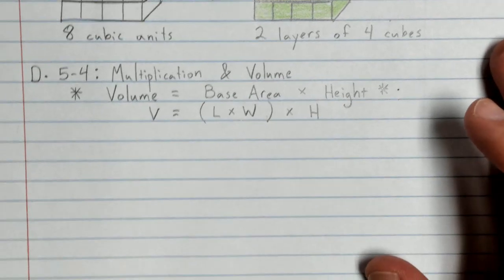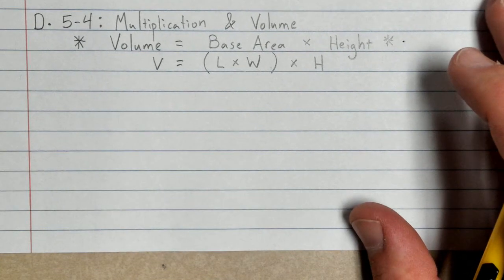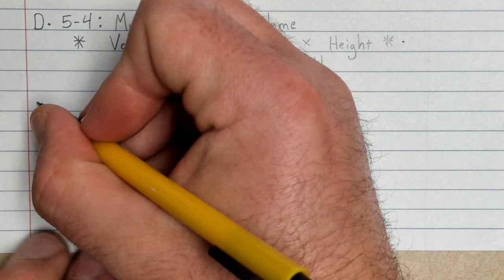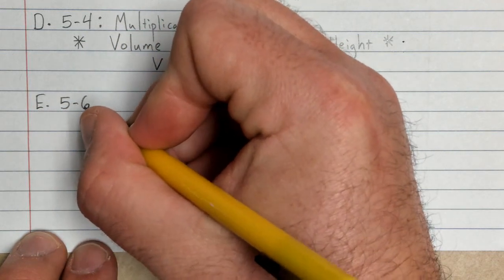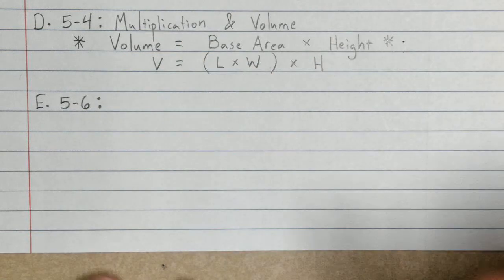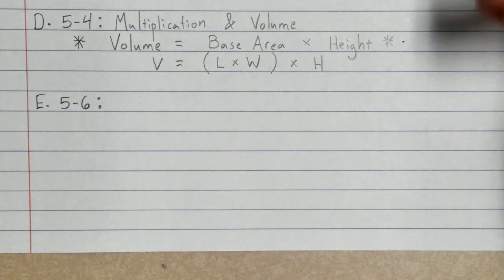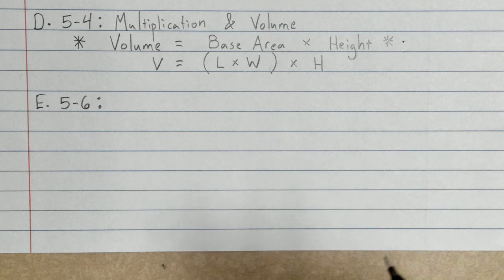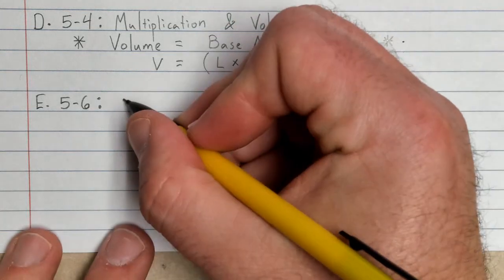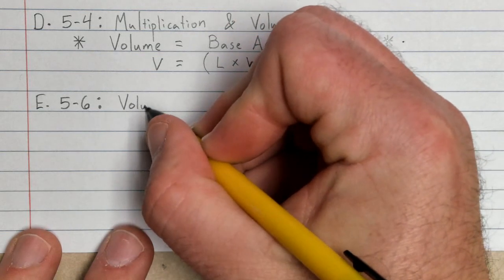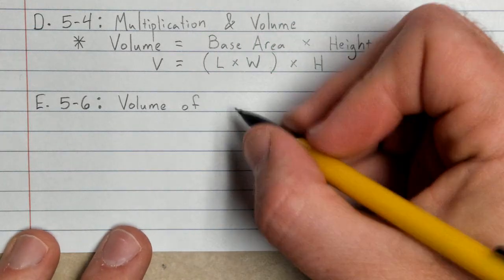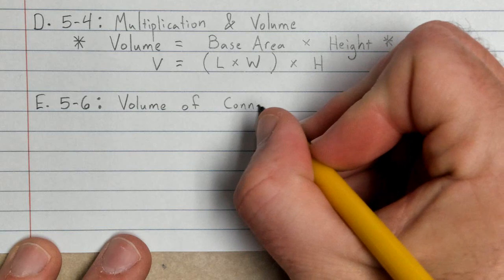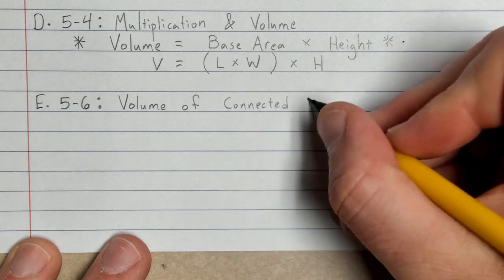Now there's one last review section we're going to go through. We spent a little less time on this in class. This is actually for section 5-6. Now 5-6 is just taking everything you've done so far and putting it together, literally connecting it, because this lesson deals with volume of connected prisms.